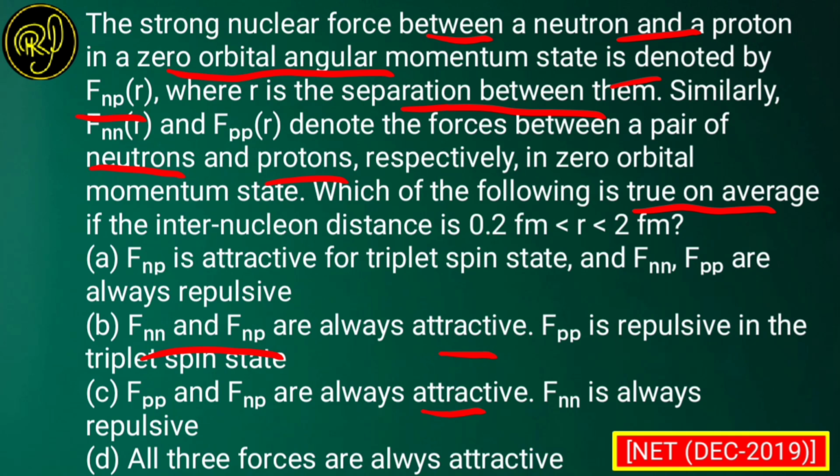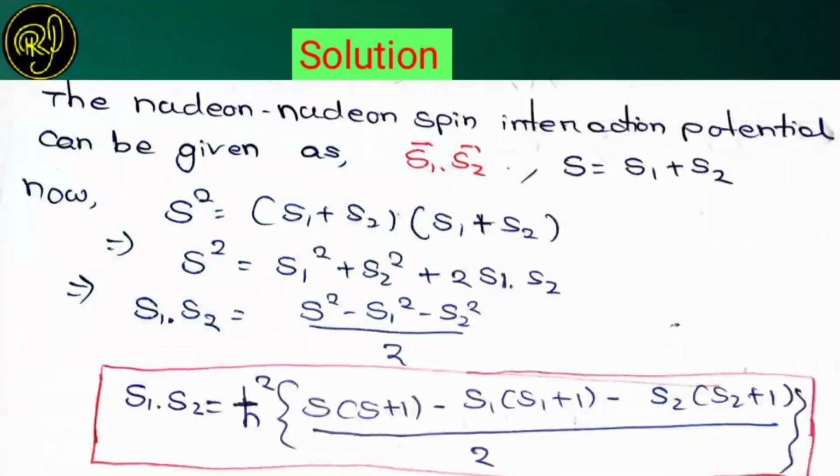Okay, let us solve this. To solve this, we must calculate the nucleon spin interaction potential. Let S1 be the spin of the first nucleon, S2 be the spin of the second nucleon, then the total spin is given as S = S1 + S2, and the spin interaction potential is given as S1 dot S2. We will calculate S1 dot S2.